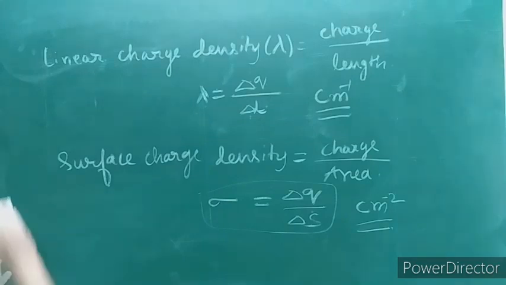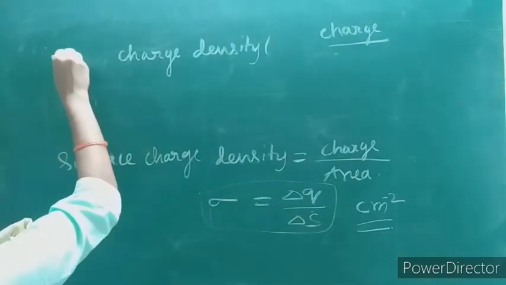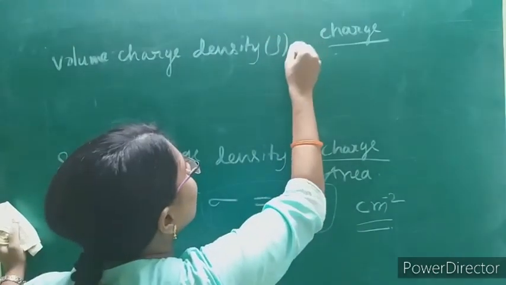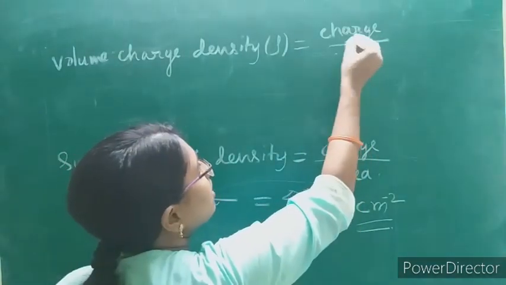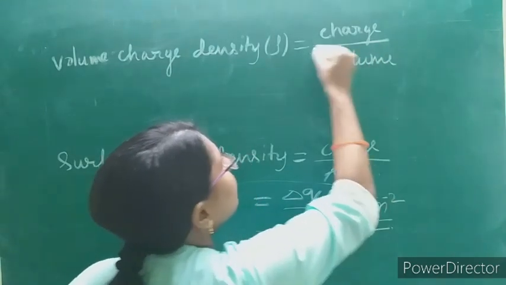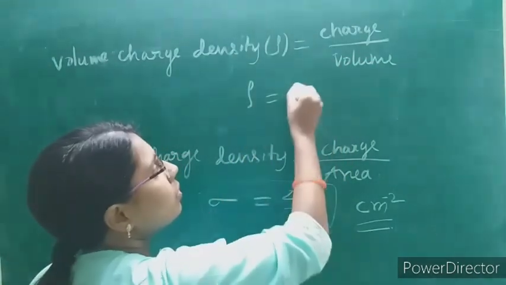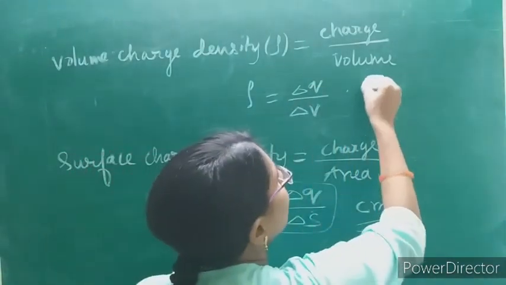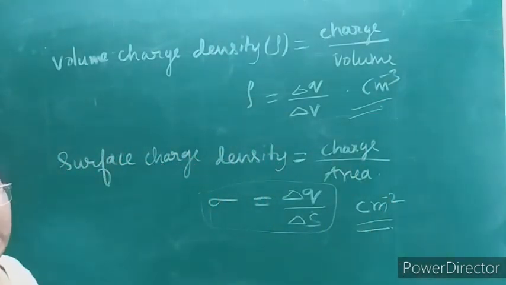And the third one is volume charge density. The volume charge density is represented by the symbol rho, and it is defined as charge per unit volume. Okay, so charge by volume. The volume charge density is defined as the charge per unit volume, and it is given by rho is equal to delta Q by delta V, and its SI unit is coulomb per meter cube. This is the SI unit of the volume charge density.